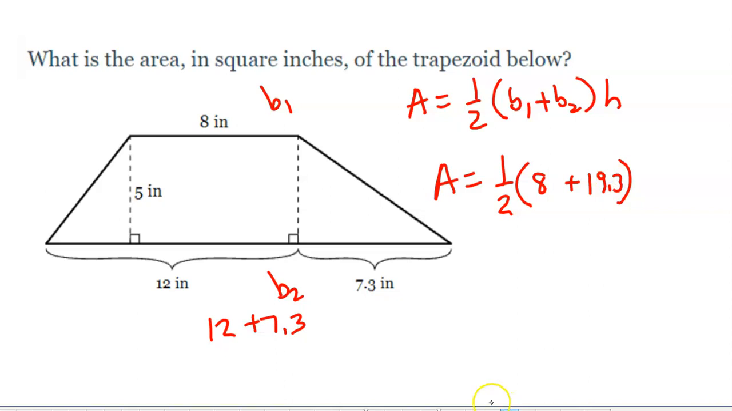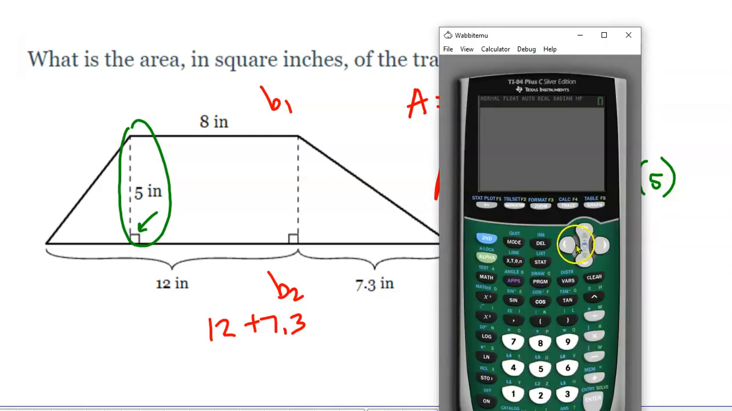And now for the height. The height has to be measured perpendicularly, so that means I need that 90-degree angle. And so the height for us is 5. Now we can do this problem in parts, or we can type the whole thing into our calculator. But you have to write this on your paper at least, so you know what numbers you're going to type in the calculator. So I'm going to open my calculator here.